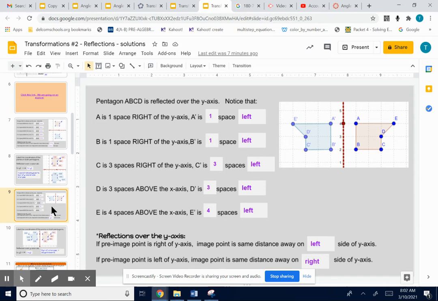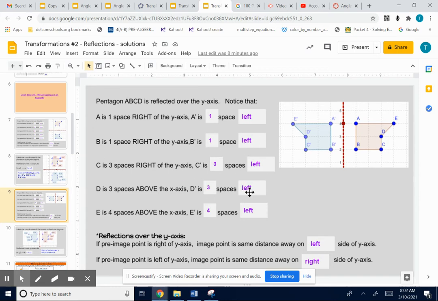Okay, if you look at a shape like ABCDE, if I reflect it over the y-axis, you're going to notice every time a point is to the right so many spaces, the reflection is going to be the same distance to the left. So you could go with those point by point. I'm just trying to save time on the video.